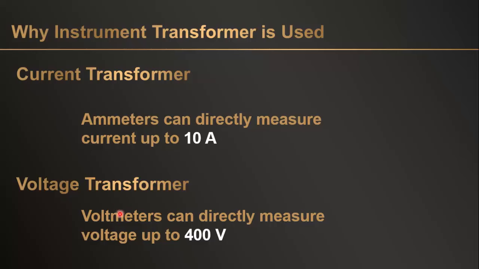Similarly, the voltmeters, either digital or analog, can measure the voltage up to 400 volt directly. So in order to measure the voltage in kilovolts, we again need the voltage transformer or the step down transformer.